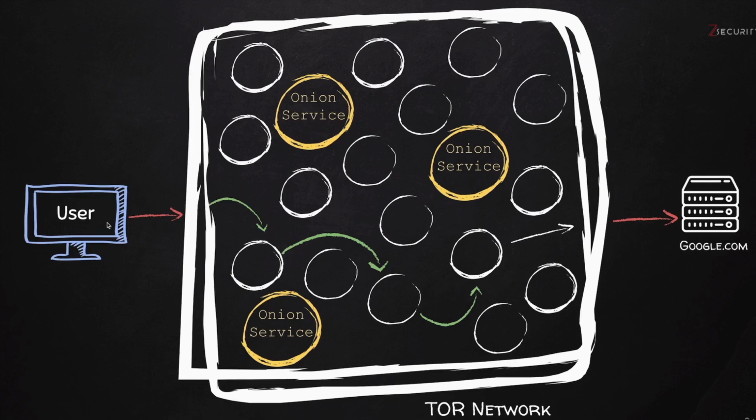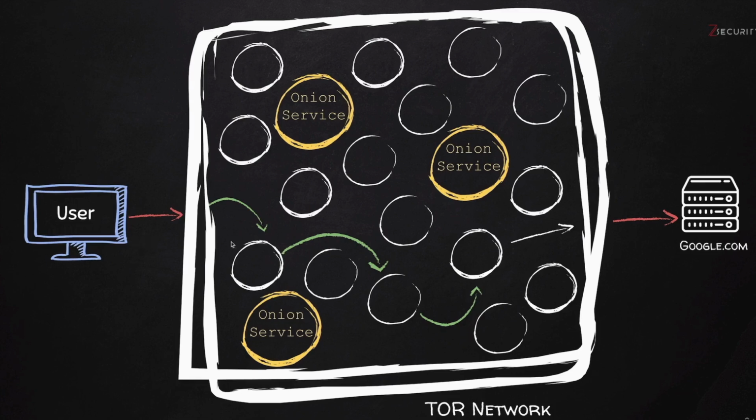So whenever you try to access a Tor service, at any point of time, both the client and the server offering the service do not know where or who the other party is.